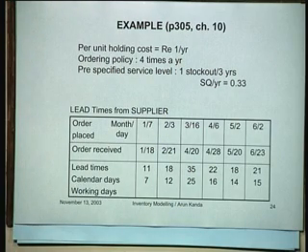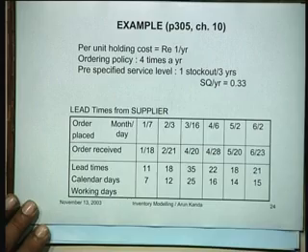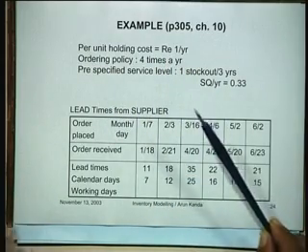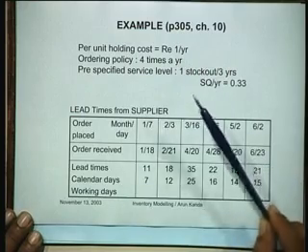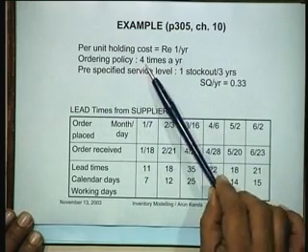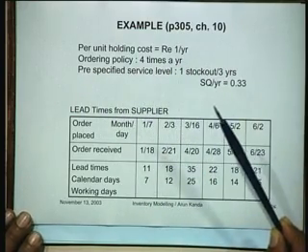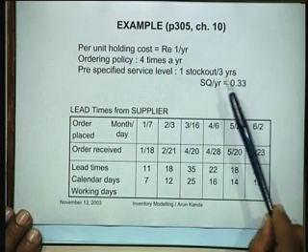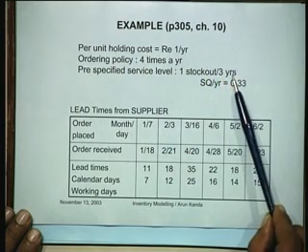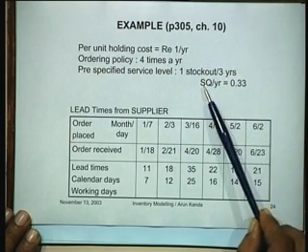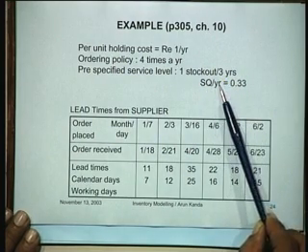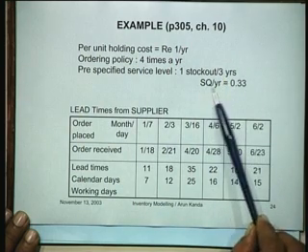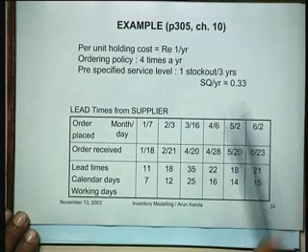Let's take an example. Let's say that the per unit holding cost is 1 rupee per year. So it's a small item which requires 1 rupee per year to hold. The ordering policy is that you order it 4 times a year, not more than that. And the pre-specified service level is 1 stock out per 3 years. So the number of stock outs per year will be 0.33, right, 1 by 3. That's what we are trying to talk about, this stock out coefficient per year.